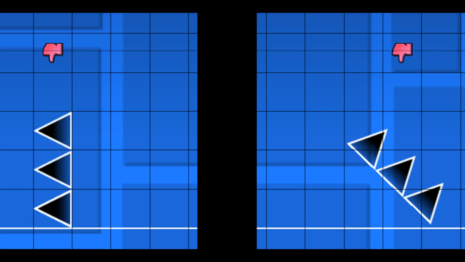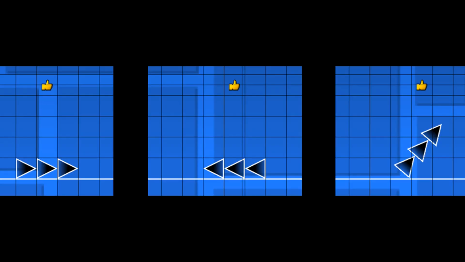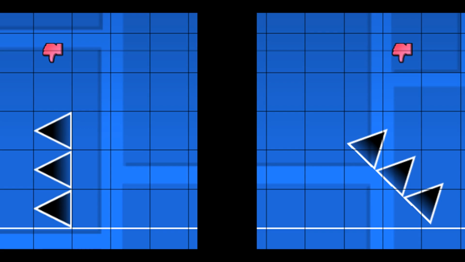Let's add yet another proposition R. Every object in the object group is facing the same direction. It eliminates any funky looking group from being called triple spikes, but we need to be clear on the rotation bit because these could still be deemed triple spikes. It is tempting to modify R into every object in the object group is facing directly upwards, but that in conjunction with proposition A disallows these groups from being called triple spikes.